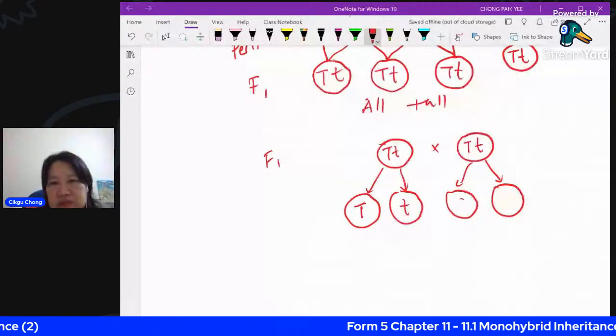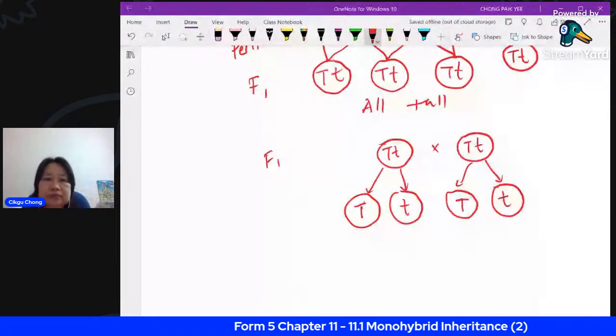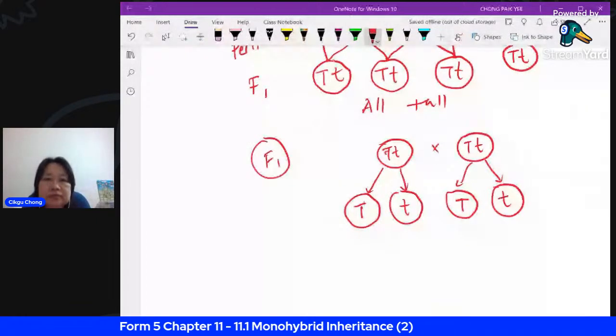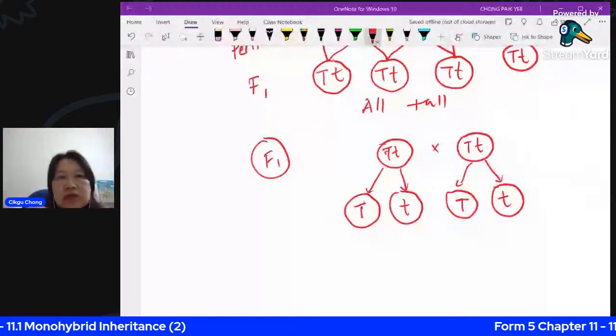You see now, they are not pure anymore. The F1, most importantly, you can see they are not pure breeds. They have a combination of dominant and recessive.